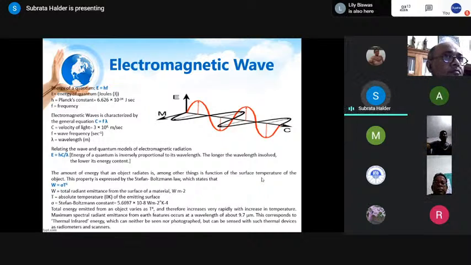The maximum spectral radiant emittance from the Earth's features occurs at a wavelength of about 9.7 micrometers. This corresponds to thermal infrared energy, which can neither be seen nor photographed, but can be sensed with such thermal devices as radiometers and scanners.